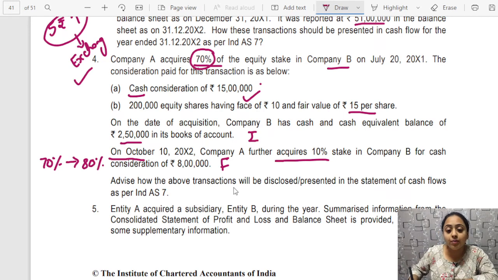Advise how the above transaction will be disclosed, presented in the statement of cash flow as per the Ind AS 7. So this 8 lakh portion, okay, again that you are buying, the second purchase will be included in financing portion. When you are doing the first transaction, you are acquiring the control for the first time, then it will be your investing head.